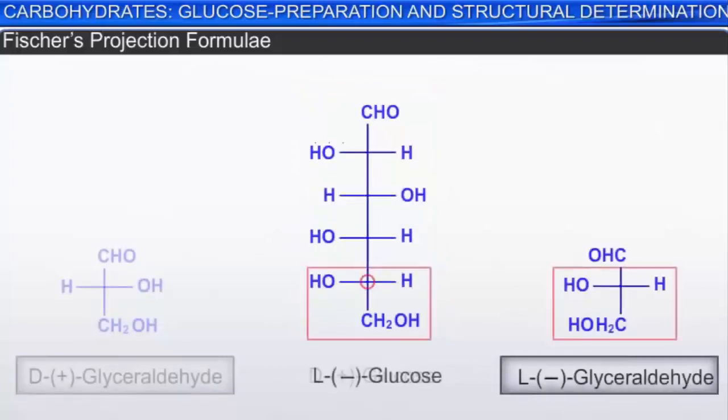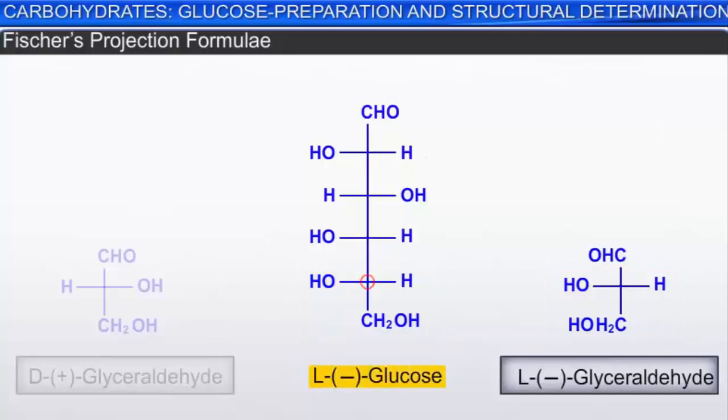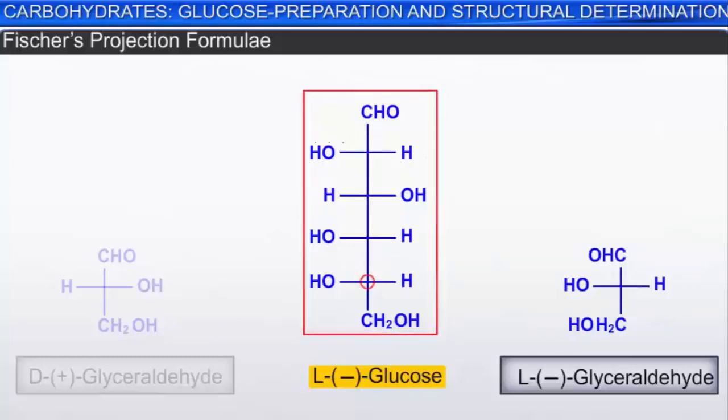This molecule is dextrorotatory glucose with D configuration. If the configuration around the lowest asymmetric carbon matches the arrangement of the minus stereoisomer of glyceraldehyde, that is, if the OH group is on the left-hand side, then the molecule is said to have L configuration. The molecule shown here, then, is L-glucose. This molecule is levorotatory glucose with L configuration.